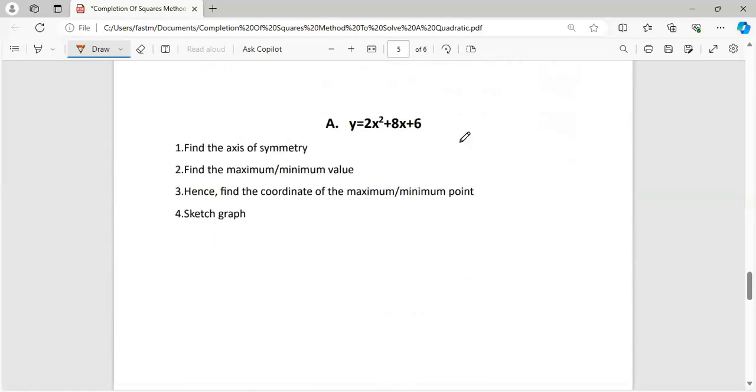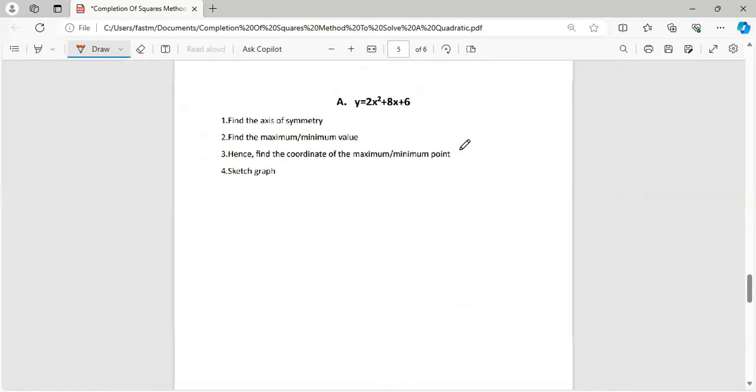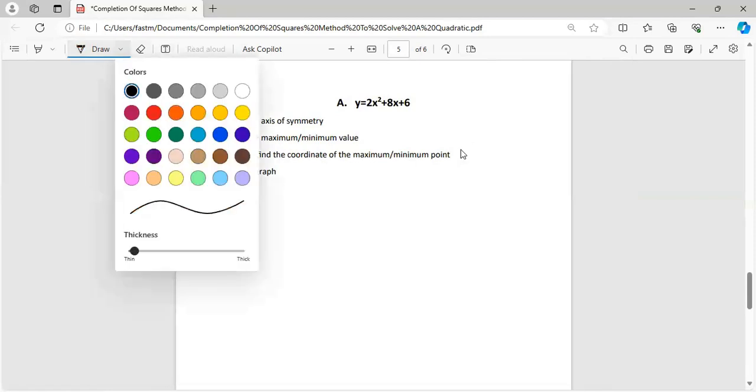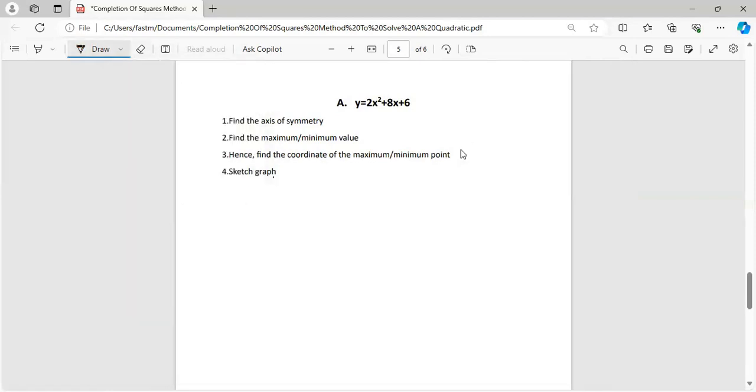So let's try some questions. Alright, so you can work it while I'm doing it and see if you get the same answer. Right? So first question, I gave you this. I want to find the axis of symmetry, the maximum or minimum value, the coordinates, and we want to sketch a graph, right? So the first thing I need to do, I can't just get the axis of symmetry and all these things just so. I need to use the completing the square method to get that. Yeah? So let's go through.